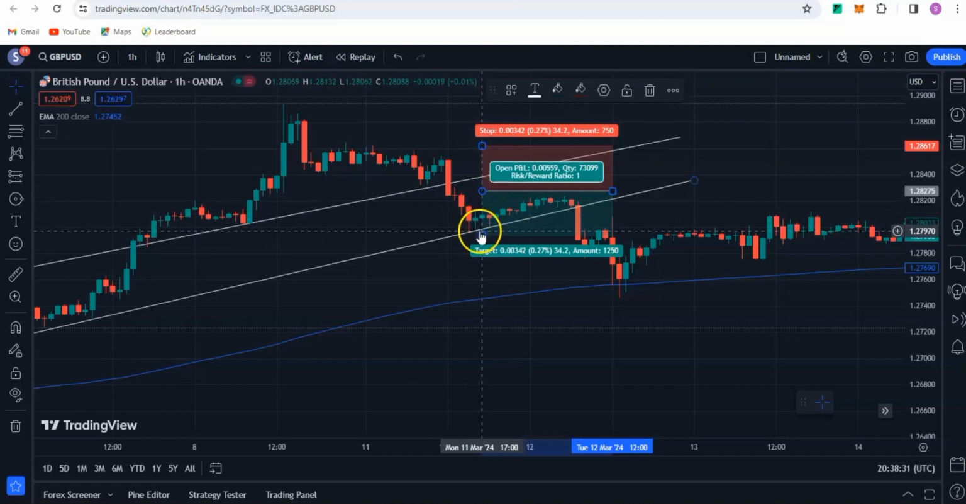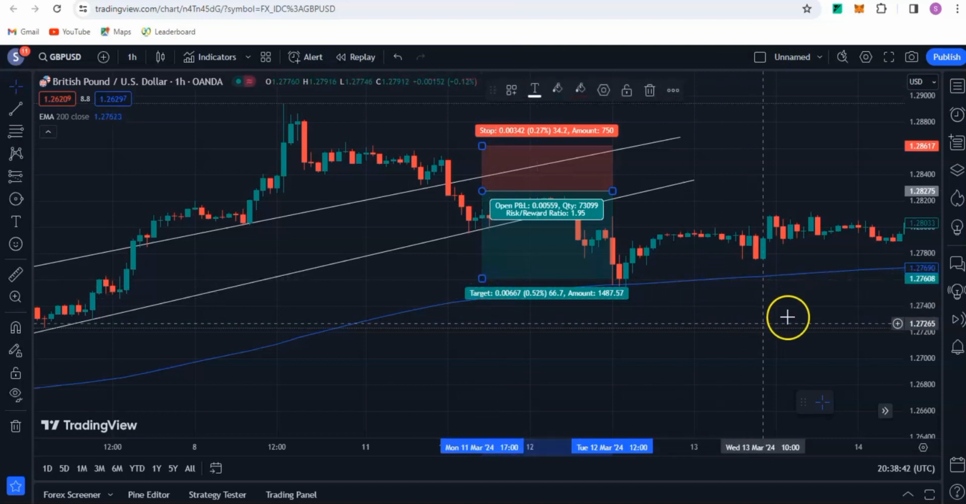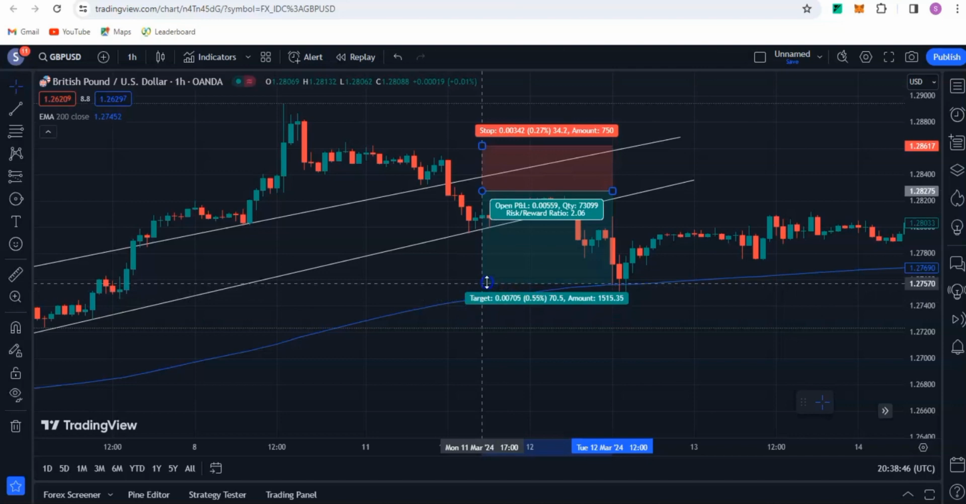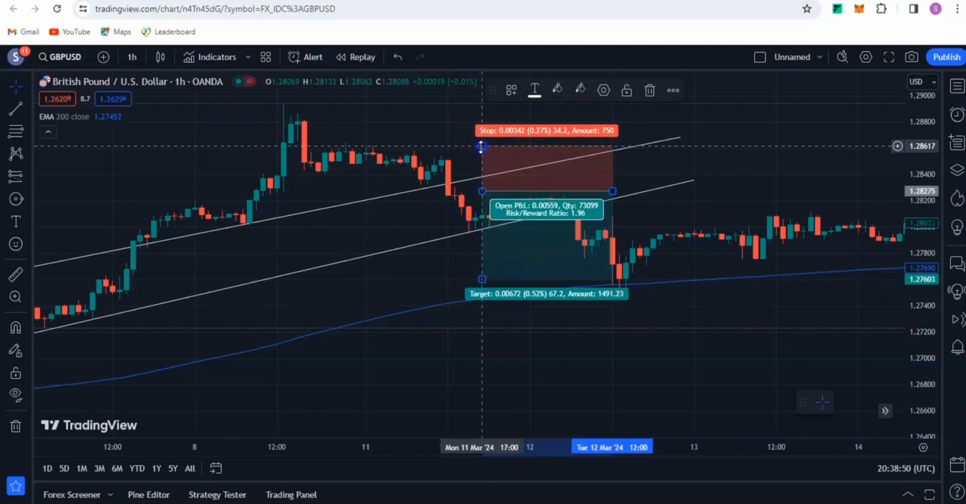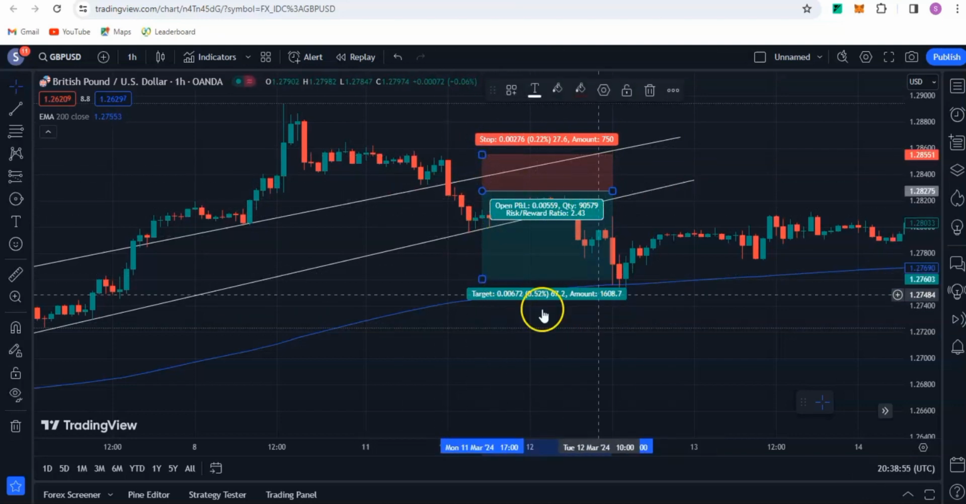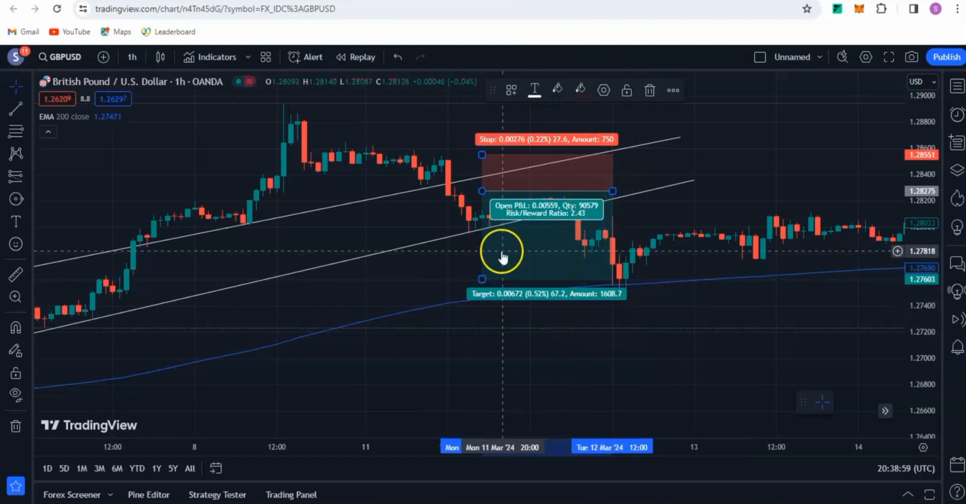I will go for my short and I'm going to take my profits at the next psychological level at 1.27600. Psychological levels are the best areas for you to take your profits. Yeah, 1.27600 is the psychological level, and like I said, if you want me to make a video on psychological levels, let me know. So I'll just take my profits here and you can see our take profit was smashed easily.